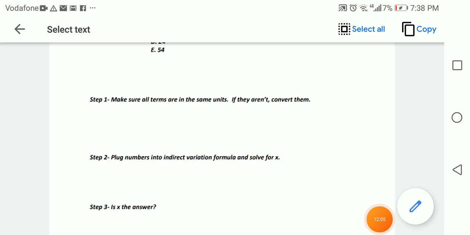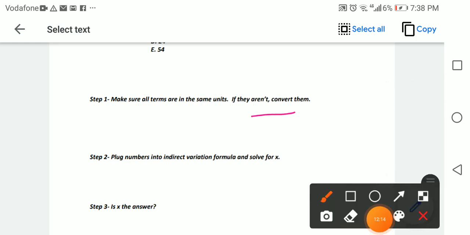Here are the steps I should follow. Make sure all terms are in the same units; if not, convert them all to the same units. Then plug the numbers into the indirect variation formula and solve for x. Easy. Is x the answer? Let's see together.